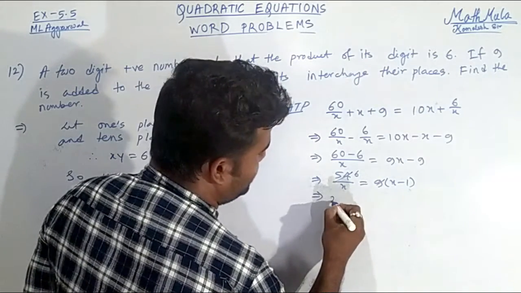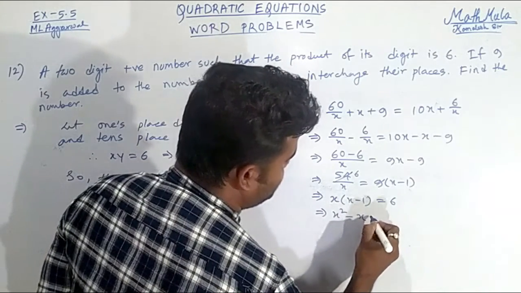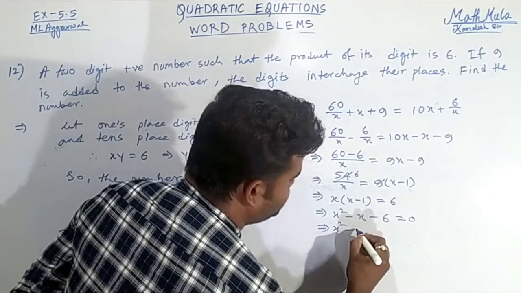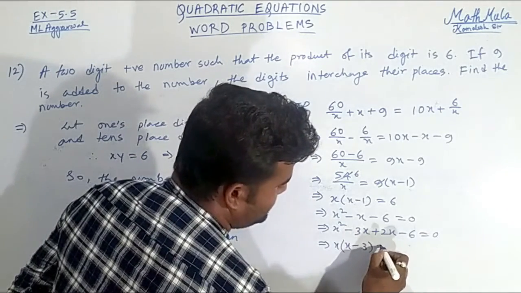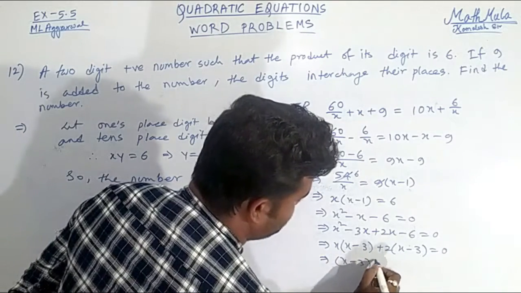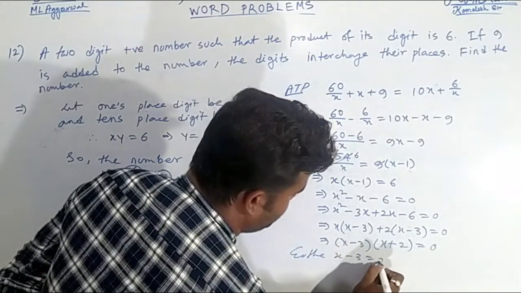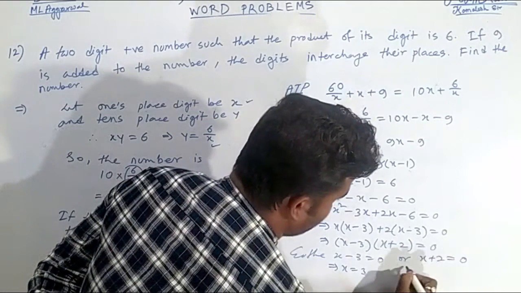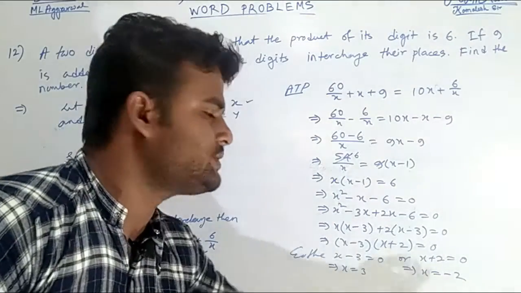Now 9 and 54 will be cancelled, that is 6. Now cross multiply, we get x of x minus 1 is equal to 6. That is x square minus x minus 6 equals 0. Now factorize this. x square minus 3x plus 2x minus 6 equals 0. Common is x, that is x minus 3, and common is 2, that is x minus 3 equals 0. x minus 3 is common, and the rest is x plus 2 equals 0. So either x minus 3 equals 0, that is x equals 3, or x plus 2 equals 0, that is x equals minus 2. Now we get x equals 3 and x equals minus 2.